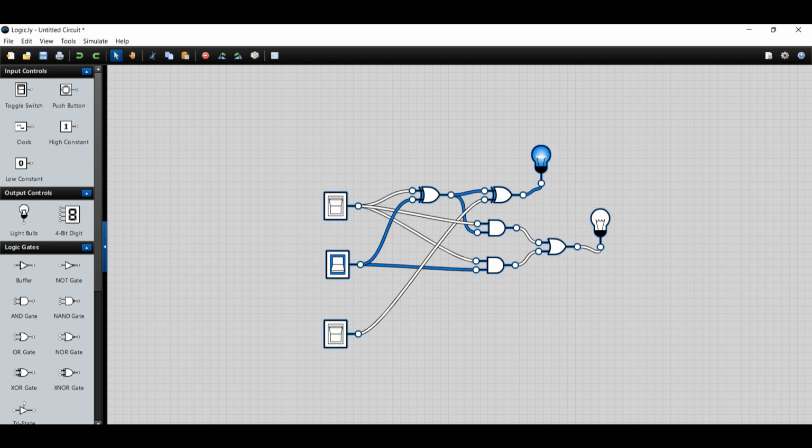Next is full adder. In full adder, we have three inputs and three outputs. There are two XOR gates, two AND gates, and two OR gates.